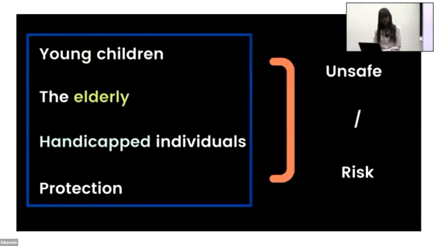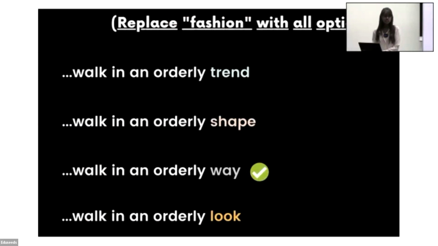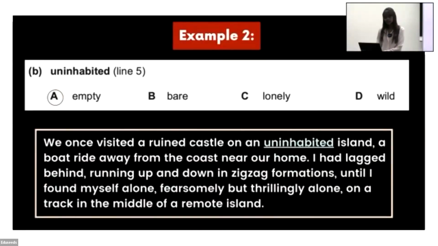So for example, like I said earlier, fashion, they ask you to refer to line 2. So you see your line 2: I hated to be held by the hand or expected to walk in an orderly fashion. You cannot just read the question and pick one answer directly. You have to go through all the options. You replace the word fashion with all four options given. So for example, walk in an orderly trend, it doesn't make sense. Option B, shape. Walk in an orderly shape, it doesn't make sense also. Walk in an orderly way.